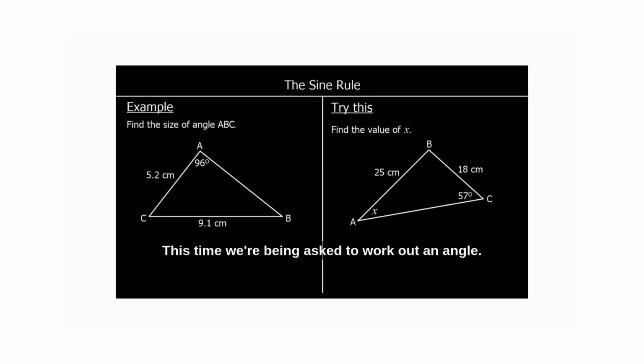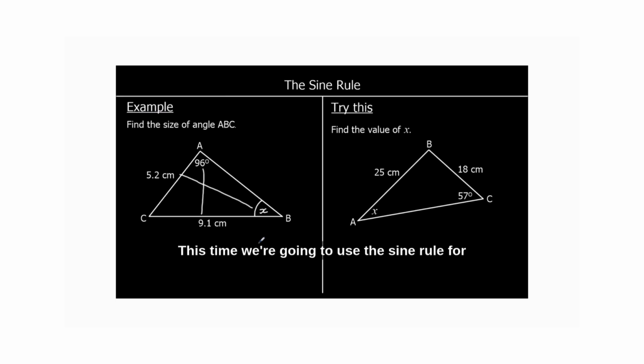Okay, this time we're being asked to work out an angle. So the question says find the size of angle ABC. That means ABC, this one here. So, do we have opposites? Can we use the sine rule? Our angle X is opposite 5.2, and our other angle 96 is opposite 9.1. We've got opposites. We can use the sine rule.